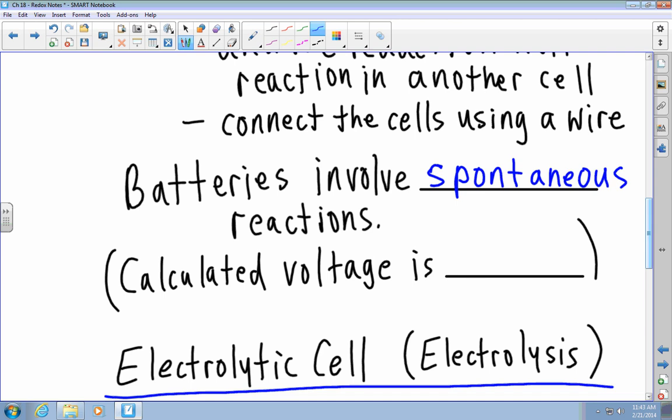And if it's a spontaneous reaction, the calculated voltage is positive or negative? Positive. So batteries are spontaneous. You don't have to do anything to make a battery run. All you need to do is connect it, plug it into whatever device you're using, and it automatically goes. So the chemical reactions happening inside the battery, you don't have to do anything to make them go.